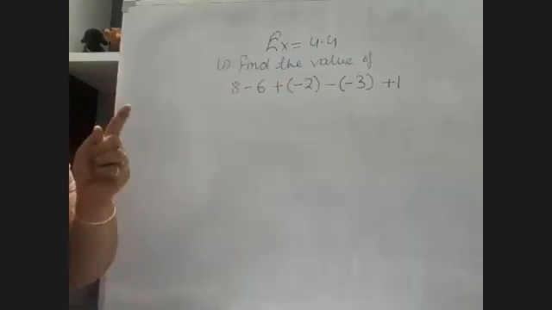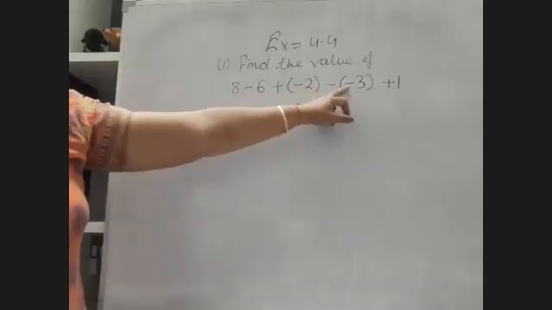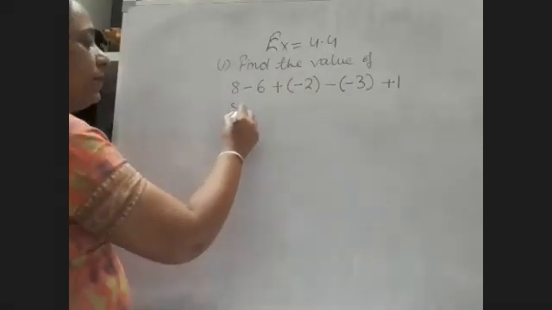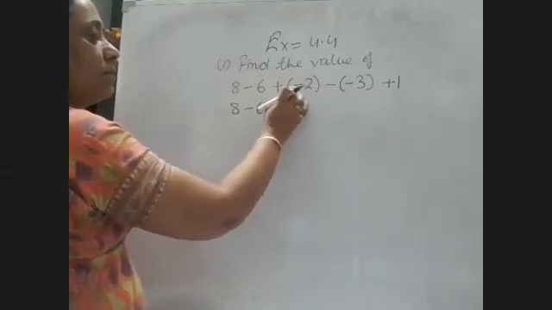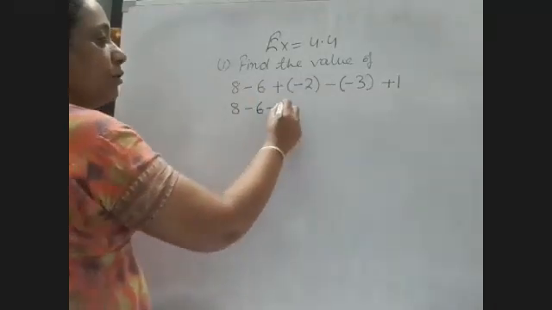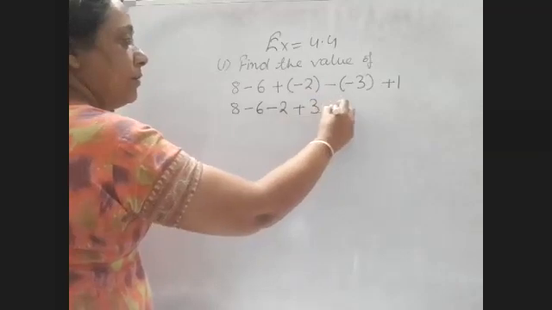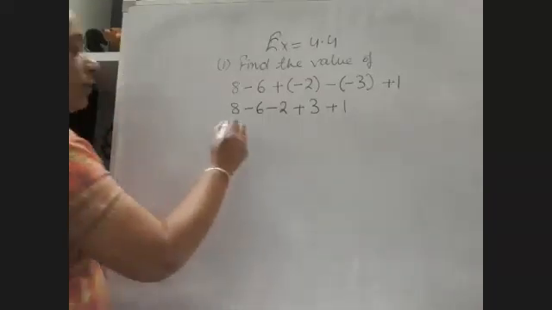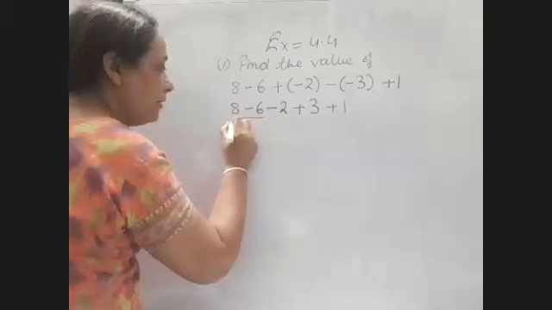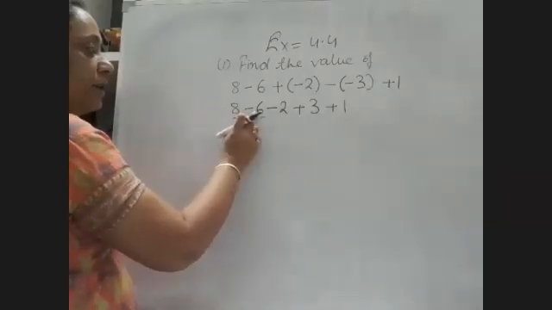Yes, friends, in the first step, we'll solve these double signs, plus minus, minus minus. So we write it as 8 minus 6 plus minus 2 minus plus 3 plus 1. Clear, students? Now, again, first step is to solve this. Next step, 8 minus 6. 8 minus 6 is 2.